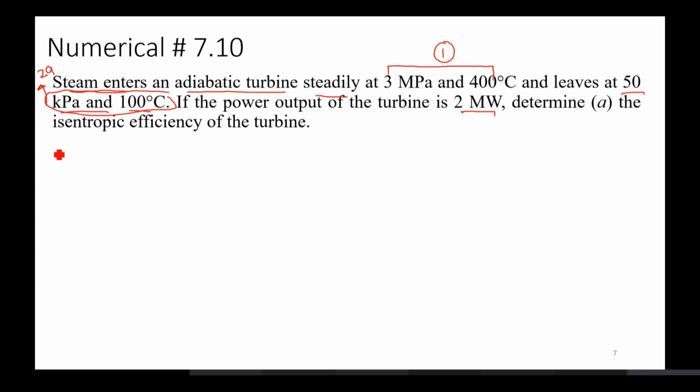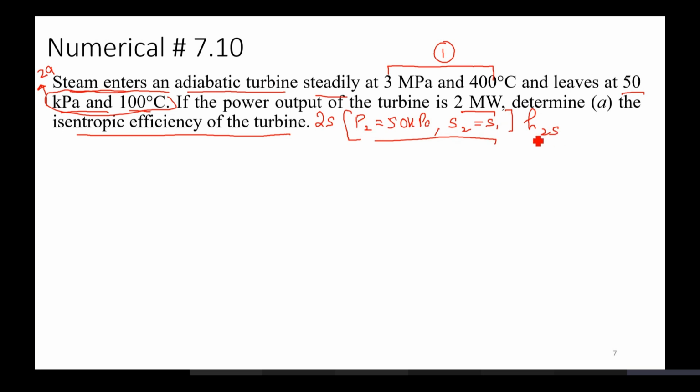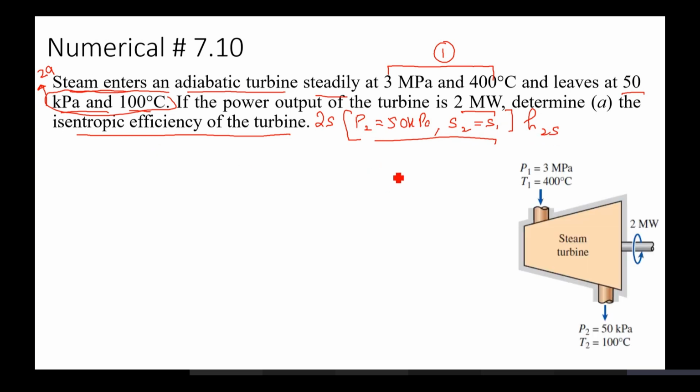So the state 2S would be represented by two properties. One is the pressure P2, which is 50 kilopascal, and S2, which is equivalent to the entropy at state 1. These two would help me find the enthalpy H2S if I have to calculate the efficiency. This is the process: actual state 1, actual state 2, which I'll write as 2A, and the isentropic state 2S, which I have written as 50 kilopascal, and S2 is equivalent to S1.